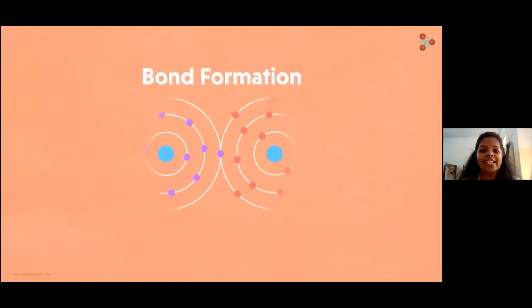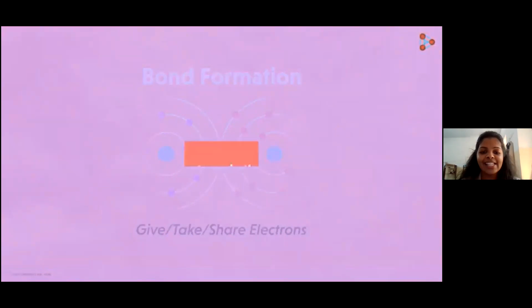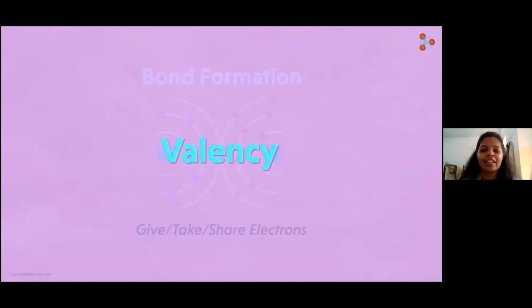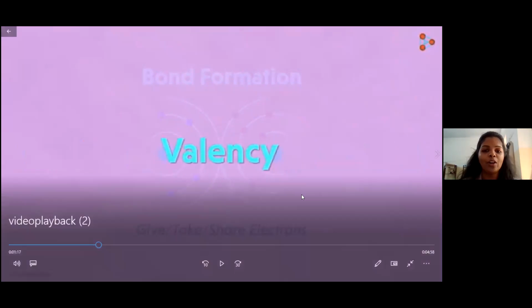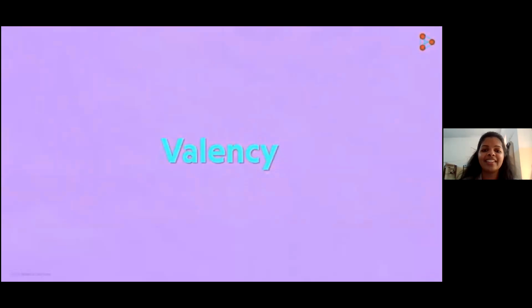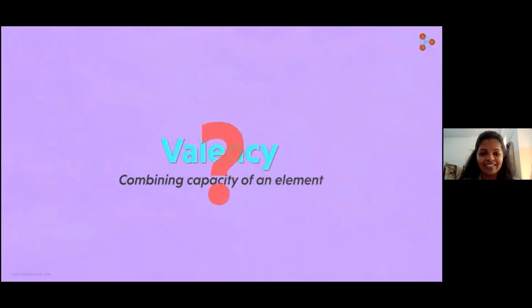Then we are going to discuss bond formation. We can form a bond by giving, taking, or sharing electrons, which is the participation of electrons in bond formation. Next, give or take electrons. In a bond formation, one of the elements either takes or gives electrons. That is what we call valency. So here comes the relevance of the term: the combining capacity of an element is valency.